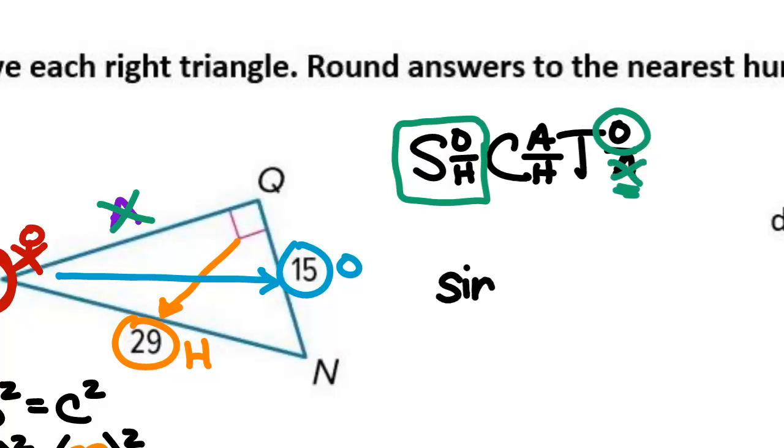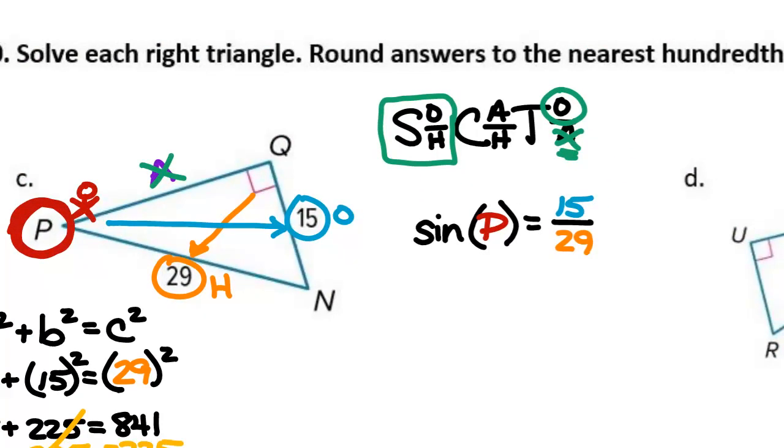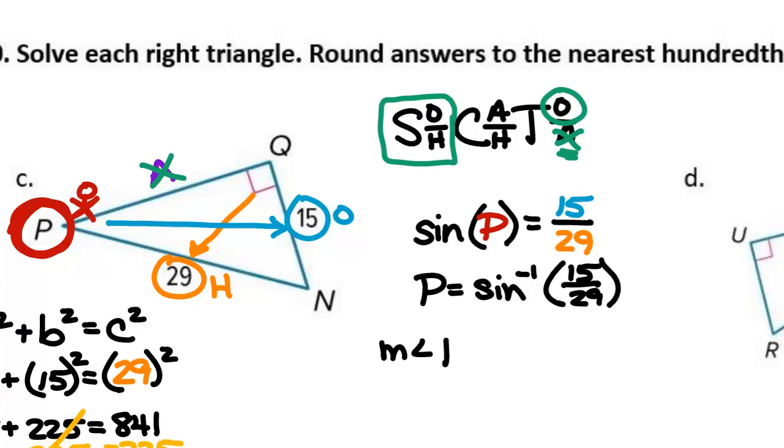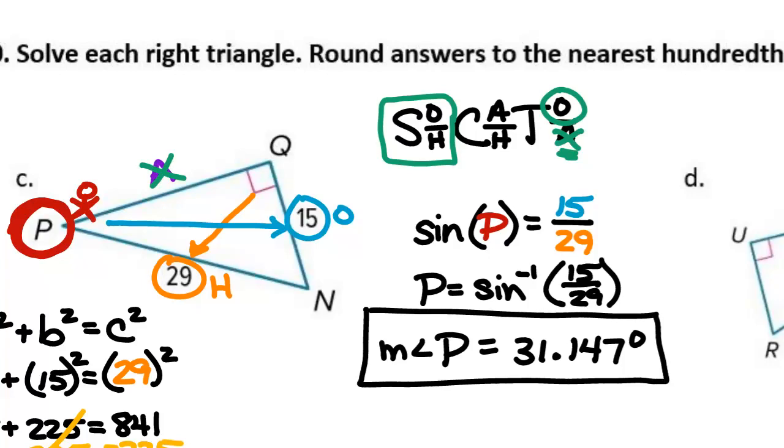So sine of my angle, P, or you can call it theta if you want to, is equal to my opposite side, 15, over my hypotenuse, 29. How do I get the sine and the P split apart? Inverse. So P is equal to the inverse sine of 15 over 29. So the measurement of angle P is right about 31.147 degrees.